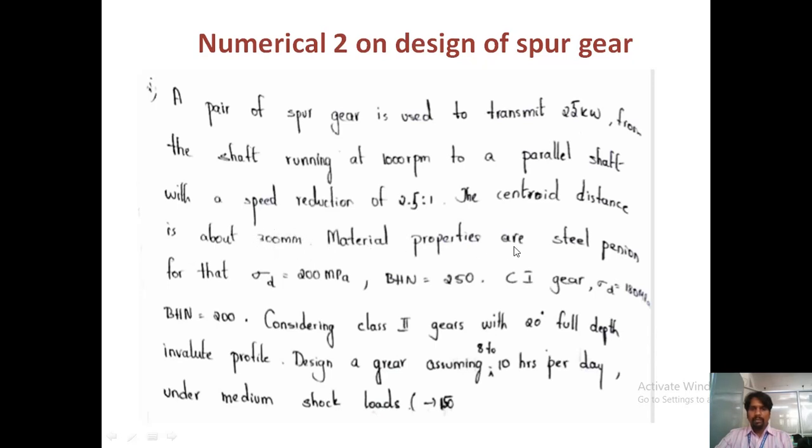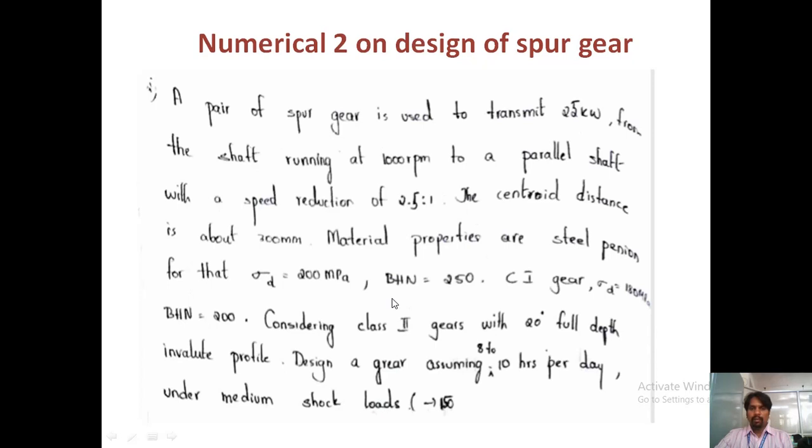The material properties: the pinion is made of steel, for which sigma d is equal to 200 MPa and Bhn is equal to 250. The gear is made of cast iron, with sigma d equal to 180 MPa and Bhn equal to 200. Considering class 2 gears with 20-degree full depth involute profile. The profile of the gear is given, which is 20-degree full depth. Design a gear assuming 8 to 10 hours per day under medium shaft loads. This is the problem description.